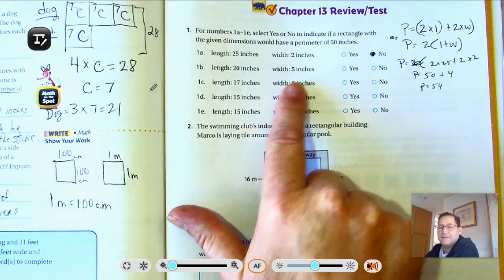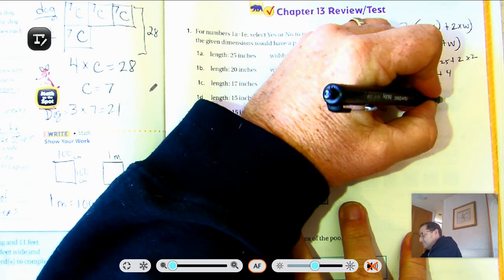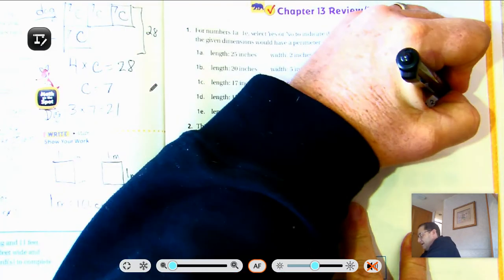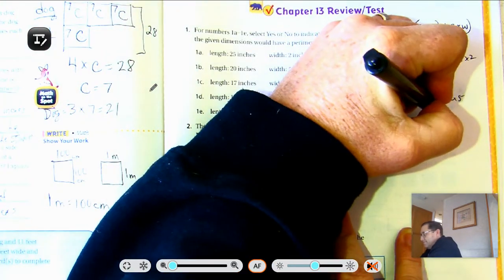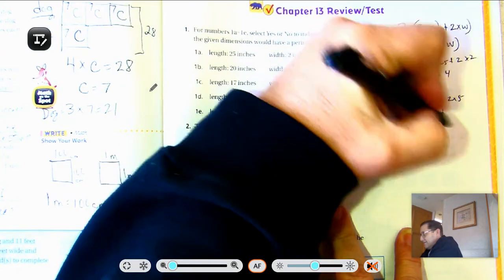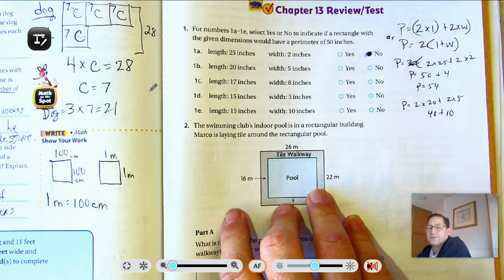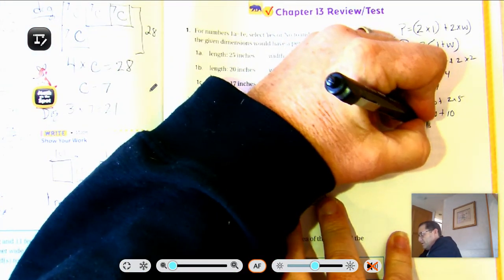20 and 5. 2 times 20 plus 2 times 5. 2 times 20 is 40. 2 times 5 is 10. Add those together, we do get 50.